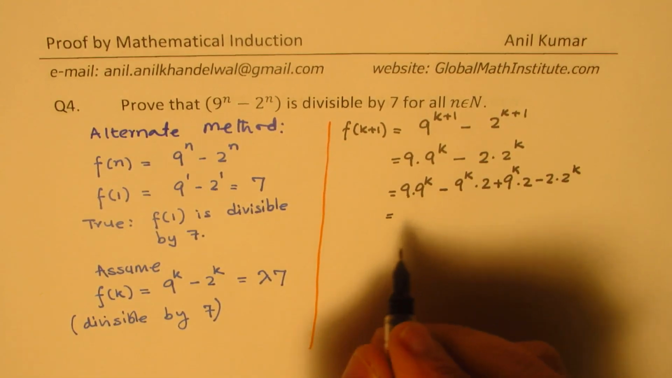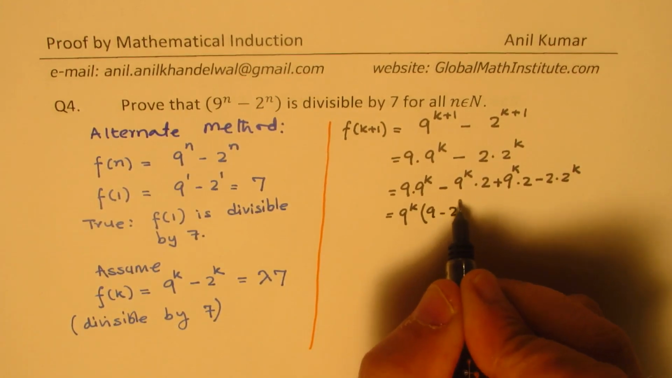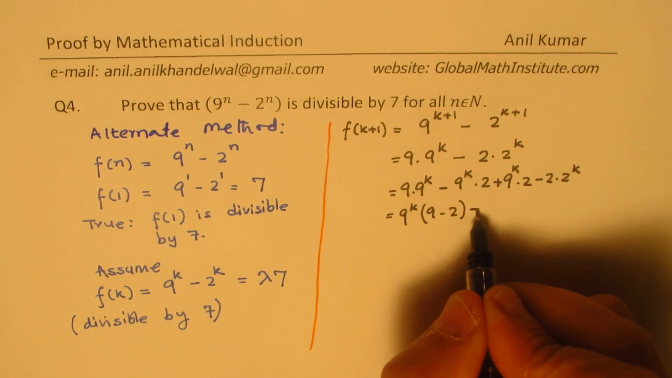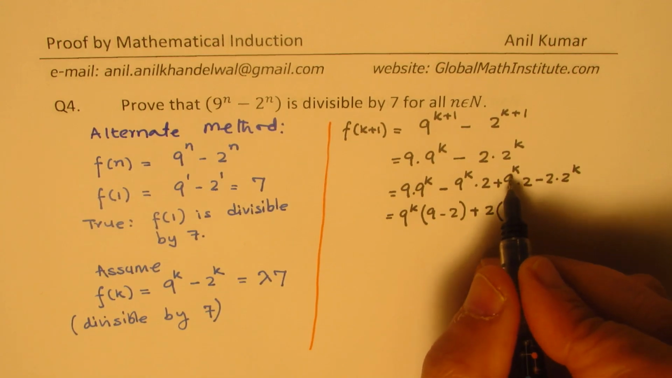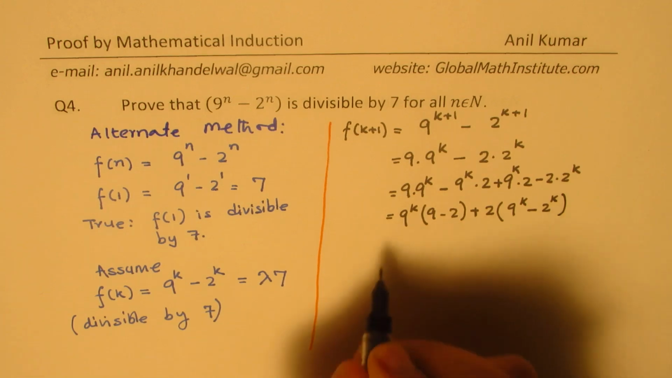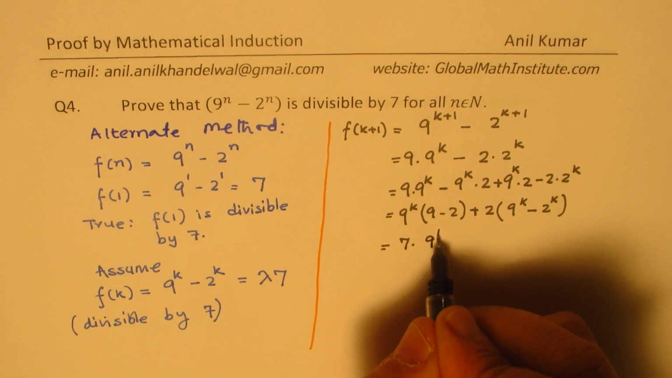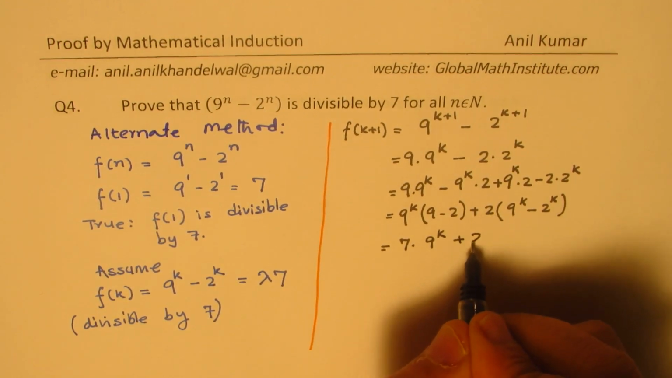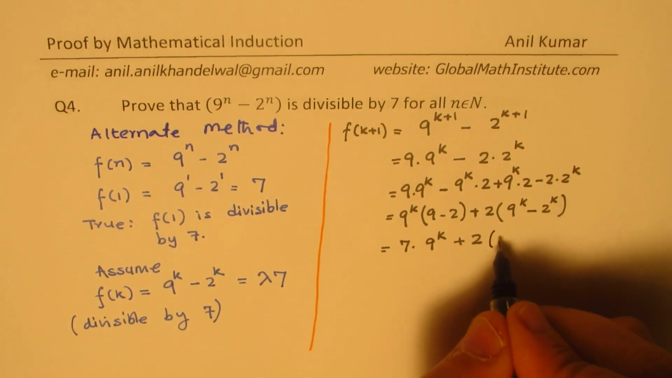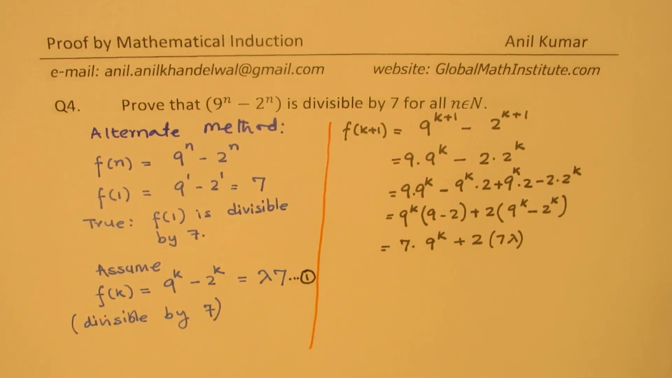Now combining the first two terms where we have 9 to the power of k common, we get 9 minus 2. And in the next two terms, we have 2 common, right? So we have plus 2, and we can write this as 9 to the power of k minus 2 to the power of k. 9 minus 2 is 7, so we can write this as 7 times 9 to the power of k. And here we have 2 times lambda 7, right? So this portion is 7 lambda, since that is our assumption.